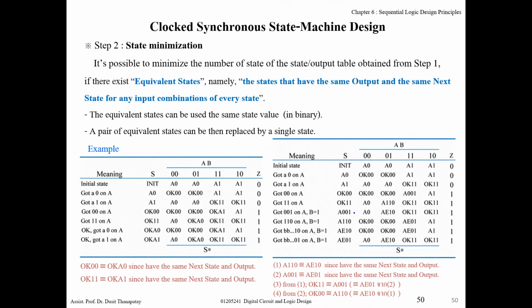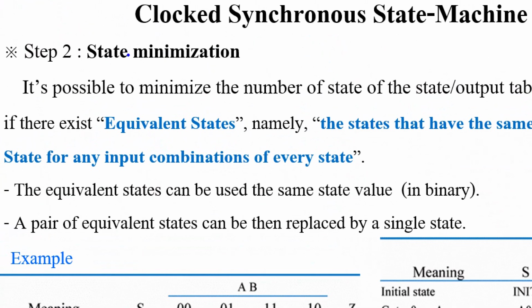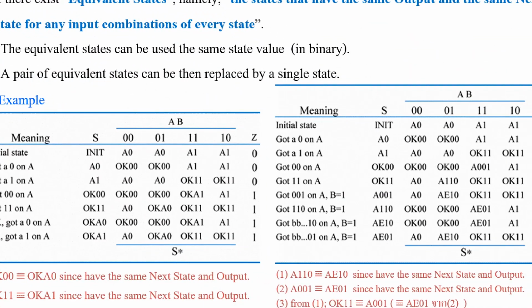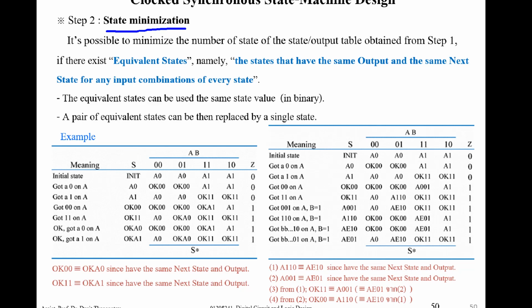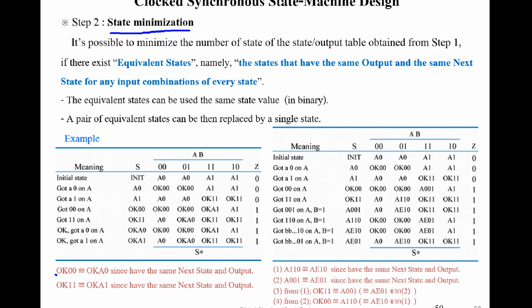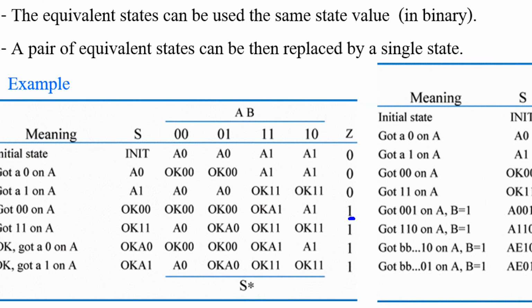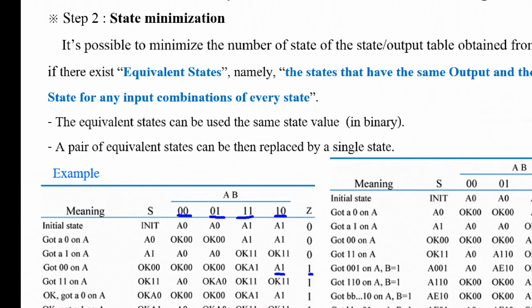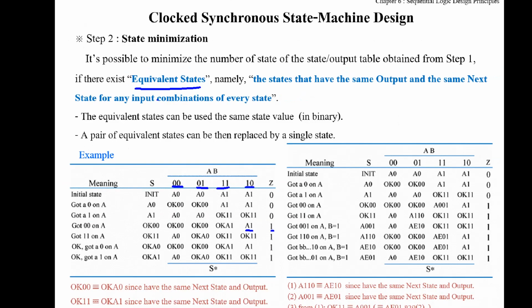So to solve the problem, you may need to do state minimization. Namely, at the beginning you can think freely, by your own idea. And when you get this state output table completely, you must consider which states have the same output and the same next state for every input condition. Namely, you must find the equivalent states. Equivalent states are states that have the same output and next state for any input combination.